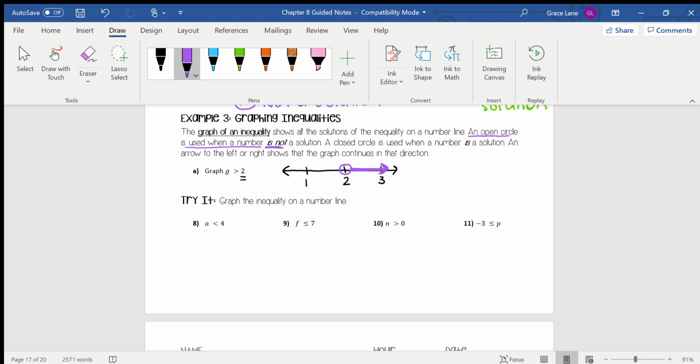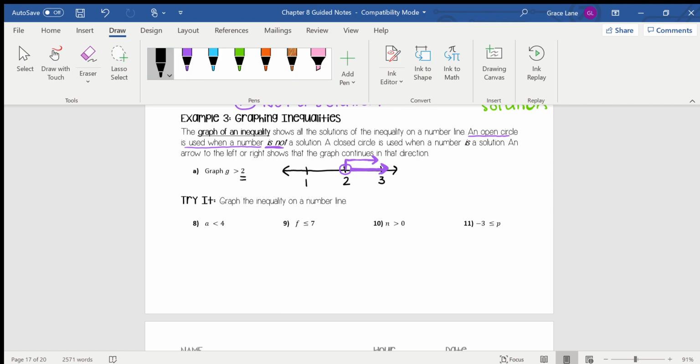I usually draw my arrow on top of my number line. I think some other teachers might have you draw an arrow above the number line because when you use a pencil it's hard to see, but since you're doing this online, I guess that doesn't matter. But either way is fine, your arrow should be going to the right.